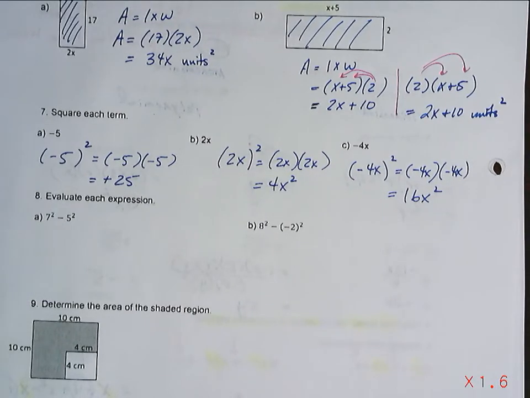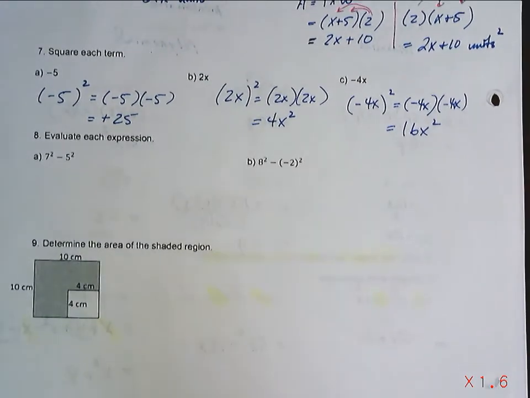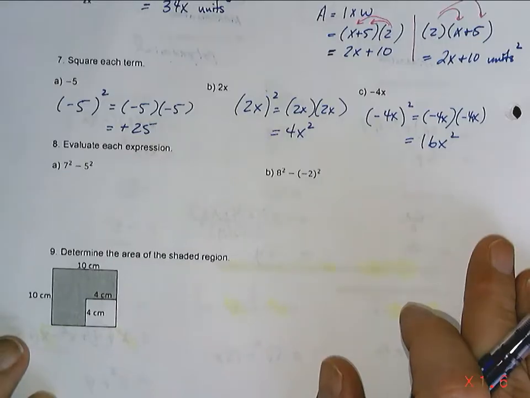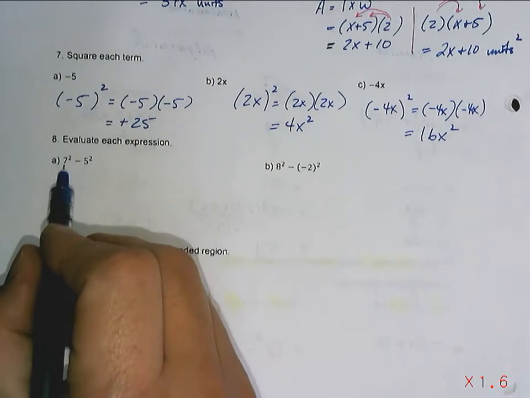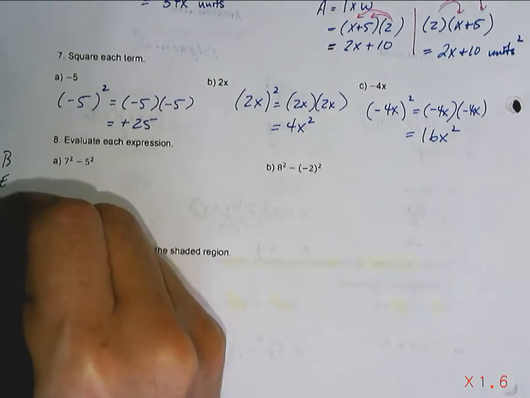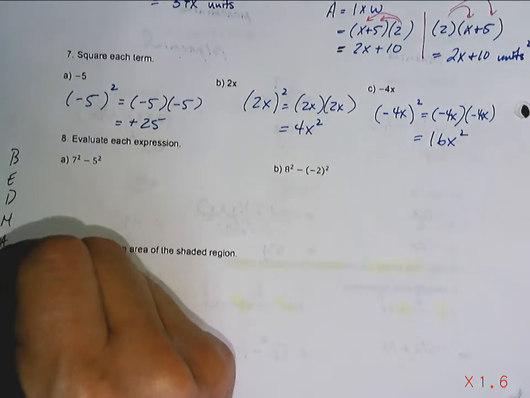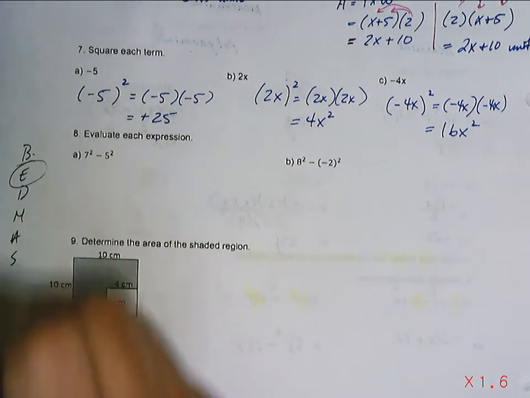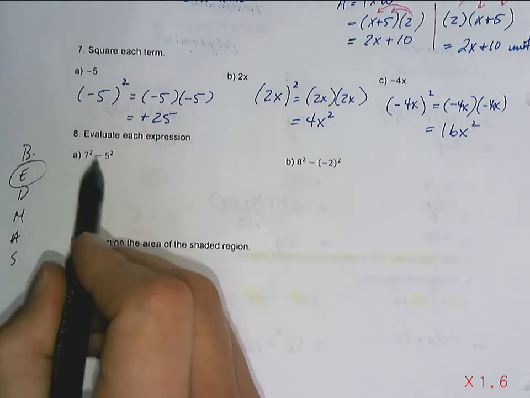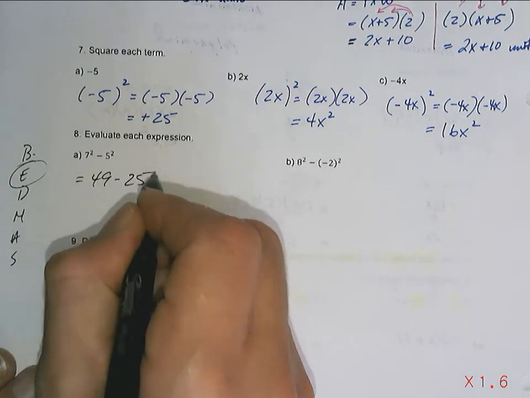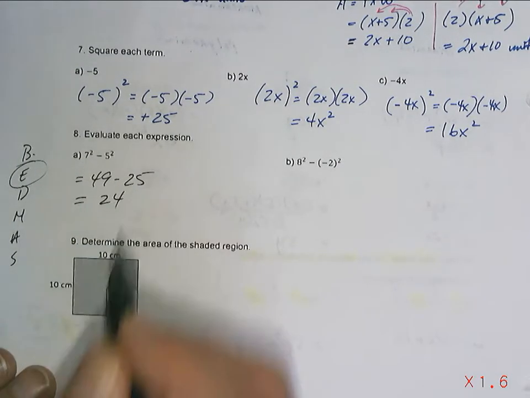Number 8. Evaluate each expression. Let's come out a little bit. Okay. Evaluate each expression. So 7 squared subtract 5 squared. According to BEDMAS, we need to do our brackets first. There are no brackets. Then we do exponents. There are definitely some exponents here. This is 7 squared minus 5 squared. So that's going to be 49 minus 25. That's going to be an answer of 24, and you're done.